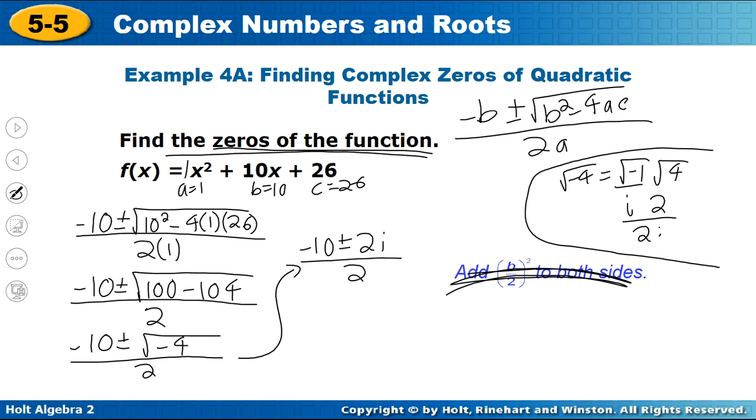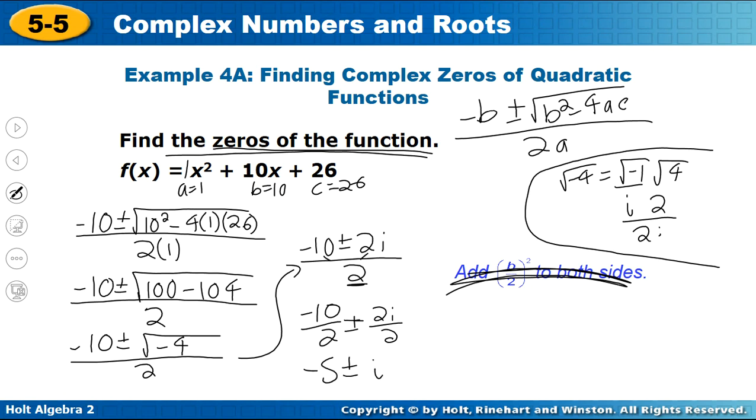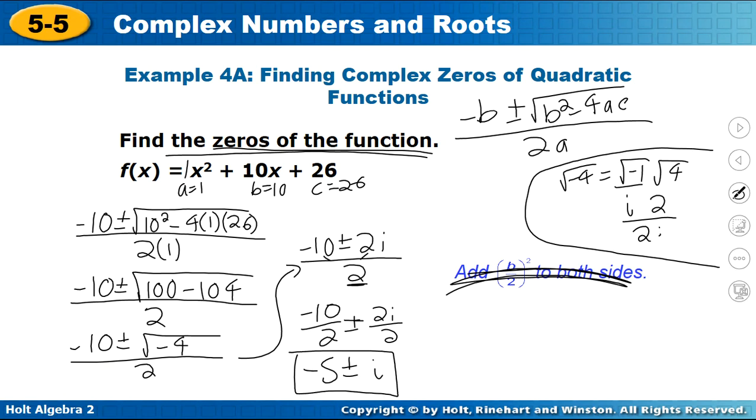Alright, so I'm pretty much done, but I could simplify this. Remember, you can write this as negative 10 over 2 plus or minus 2i over 2. So essentially separating this 2 into both of these. Negative 10 over 2 is negative 5, plus or minus 2 over 2 is 1, so 1i essentially. So our answer here would be negative 5 plus or minus i. And again, that is our complex number. It has a real part, which is the negative 5. People hate my 5s. And the imaginary number part, which is 1i.